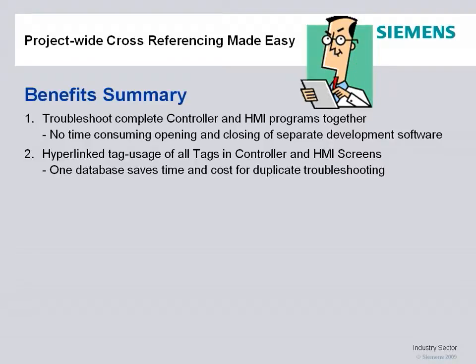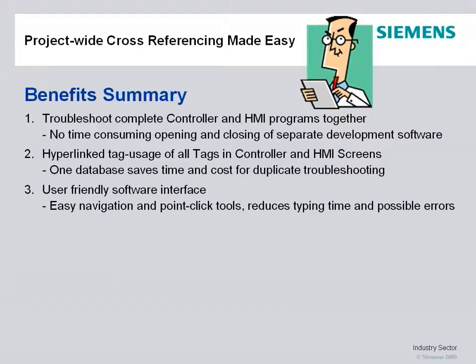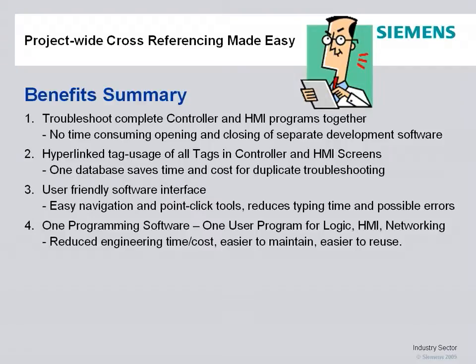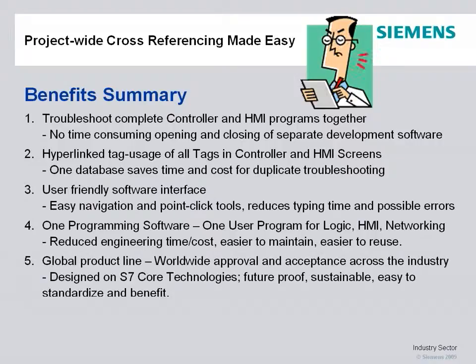User-friendly software, very intuitive, easy navigation, reduces the possibility of errors in typing. System-wide, it's one programming software, one user program for logic, HMI, and networking. Greatly reduces engineering time, costs, much easier to maintain and reuse logic. With all Siemens products, the S7-1200 included, and the Step 7 Basic, it's a global product line, worldwide approved, accepted across the industry. The S7-1200 is designed on S7 core technology, so it's future-proof, sustainable, easy to migrate, standardize, and benefit.